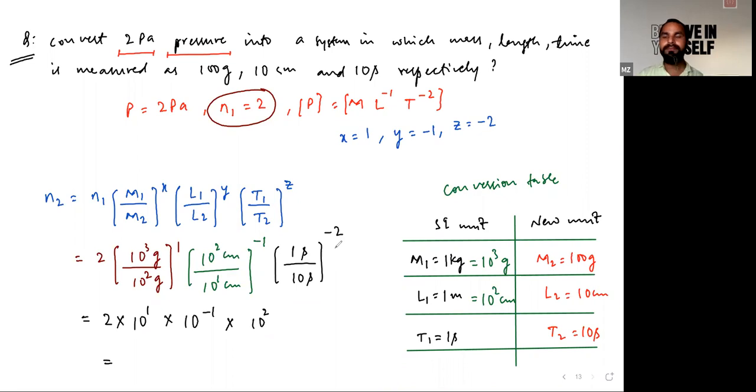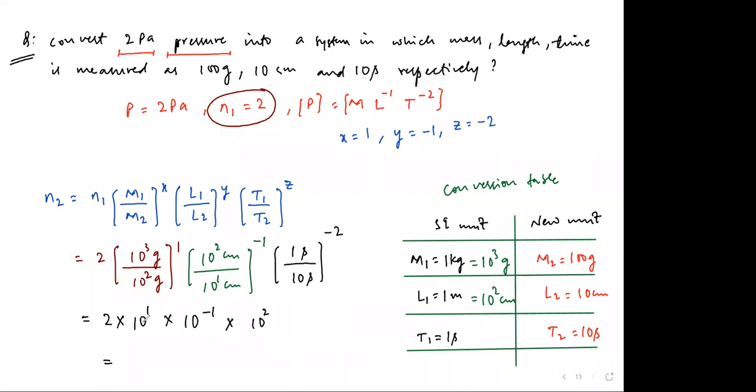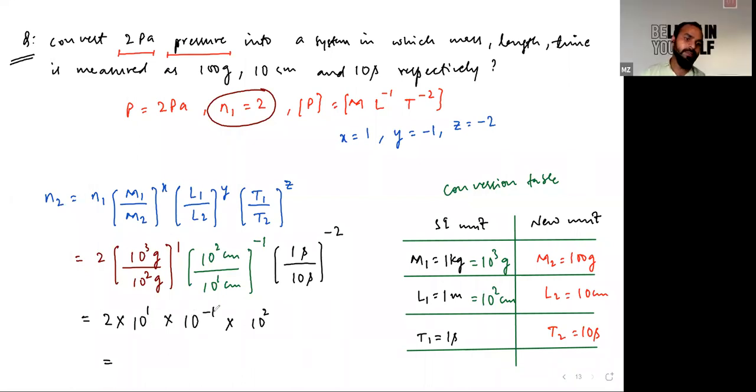Now just check all the different exponents. We have 10 to the power +1 and 10 to the power -1, so these two terms cancel out. We're left with just 10 to the power 2. So it will be 2 into 10 to the power 2. This will be your value for N2.